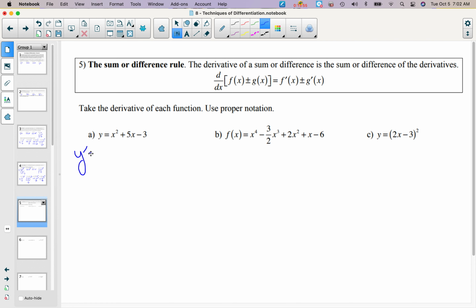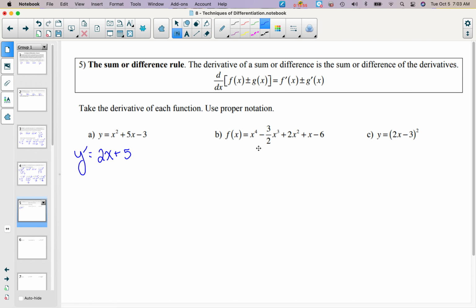So I get y prime. So this one is going to be 2x. Then I have the derivative of a single variable, so that's just going to be 5. Remember, think of like 5, the slope of the line 5x is 5. And then here, this is a constant, and the derivative of a constant is 0. So this is my answer for y prime. I get 2x plus 5.